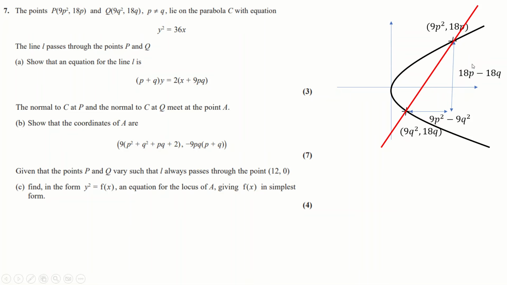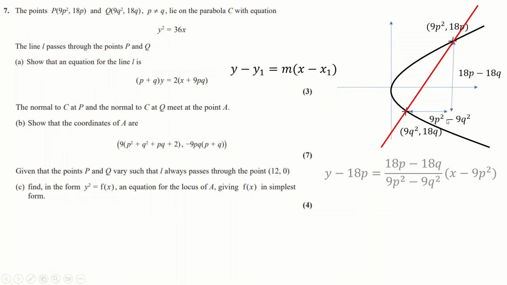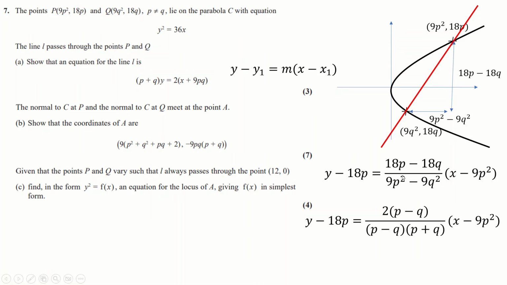So that's cool. And then we can use y minus y1 equals m times x minus x1, I guess. If we just choose this point, y1 is 18p, x1 is 9p squared, and m is, of course, this divided by this. Now, as soon as I wrote this down, I realized it's a difference of two squares, which is good. You can divide all of this by 9. And p squared minus q squared is p minus q times p plus q. And this becomes 2 brackets p minus q. Cancel those out. We get this.